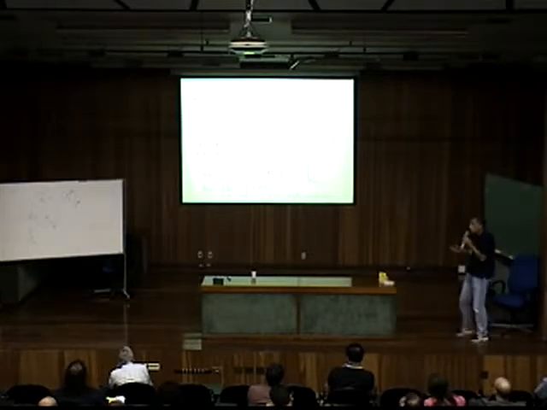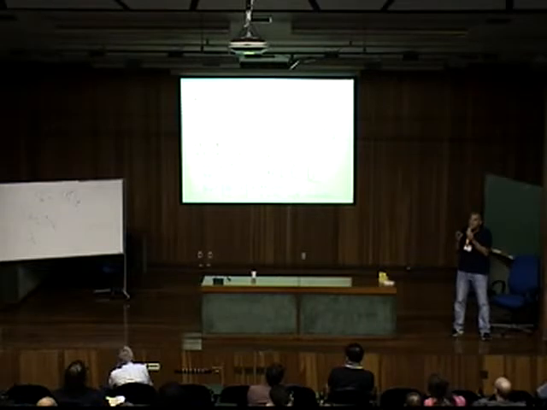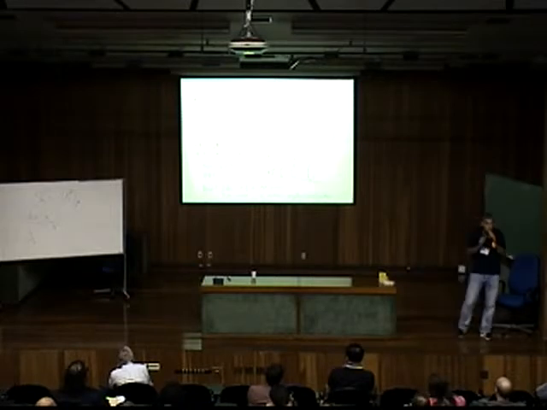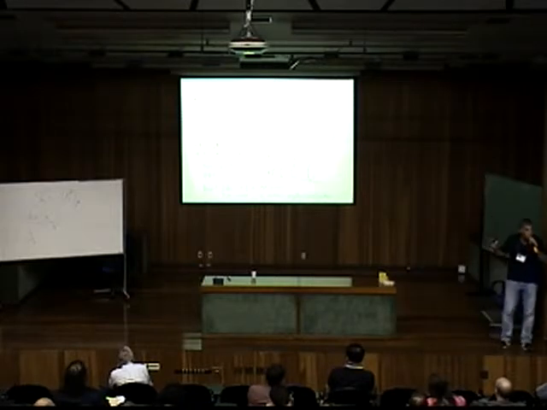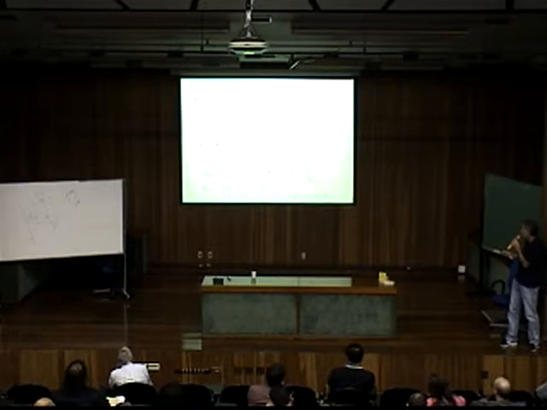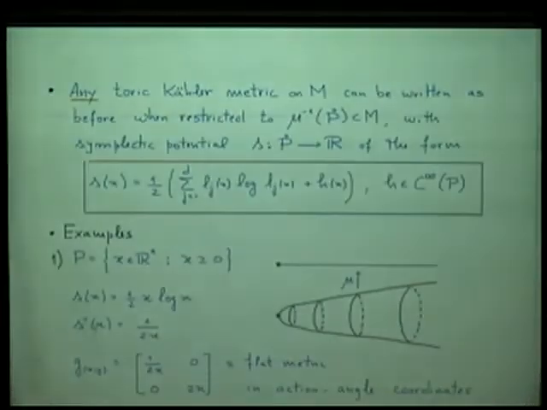Now, of course, we want to look at complex structures that extend to the rest of your manifold. You don't just want them to be defined on that open piece, you want them to extend smoothly to the whole toric manifold, and that puts restrictions on your symplectic potential when it approaches the boundary of the image of the moment map.